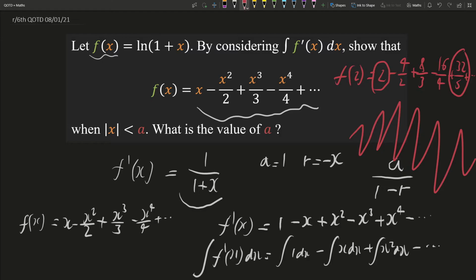So clearly, we want x to be smaller than 2, but how small do we want it to be? Again, if we consider the fact that this is just a geometric series, we know that the radius of convergence for a geometric series is where the modulus is less than 1. So we just put a equal to 1.